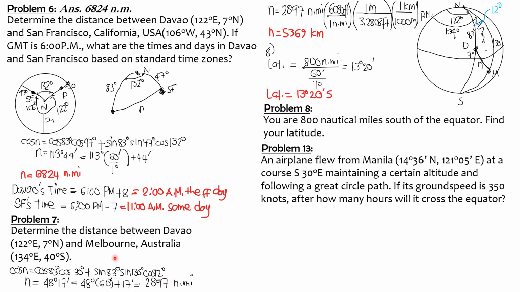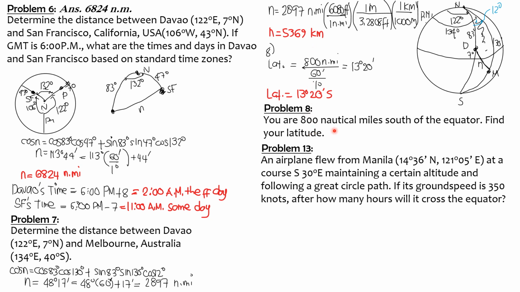And in this problem, by the way, we express the distance in kilometers. So 2897 nautical miles, 1 mile is 6,080 feet. So that is now in feet. Then 1 meter is 3.2808 feet. Then finally 1 kilometer per 1,000 meters. The resulting unit would be kilometers. So therefore, the distance between Davao and Melbourne, Australia is 5,369 kilometers.